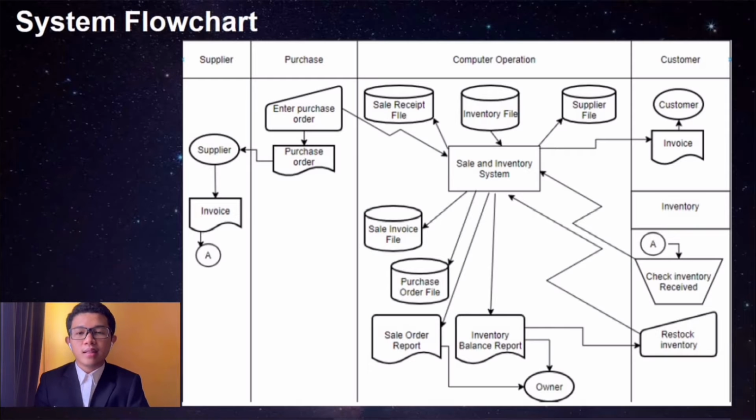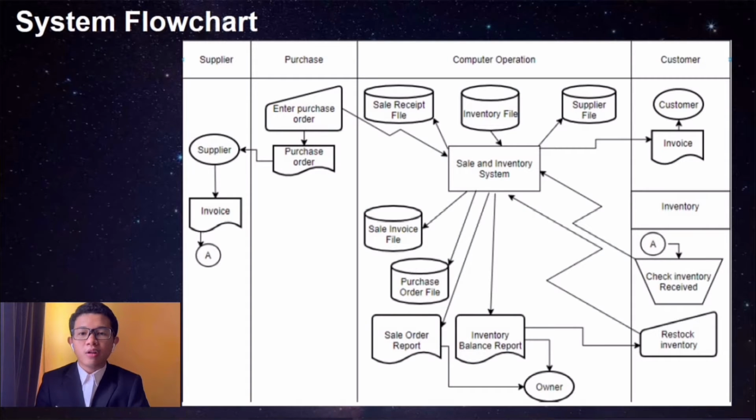As the owner has done the transaction with the supplier, the supplier detail will also be saved in the supplier file as reference in future. Purchase order detail will also be saved in the purchase order file. The next question is, what is the small circle referring to? It is an on-page connector. It is just to avoid confusion because the flowchart is quite messy if we don't use it.